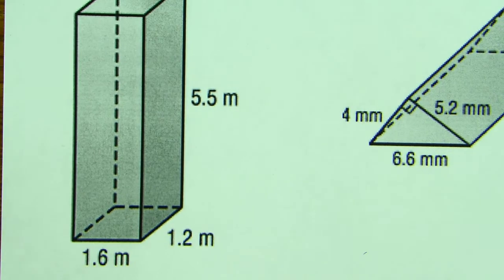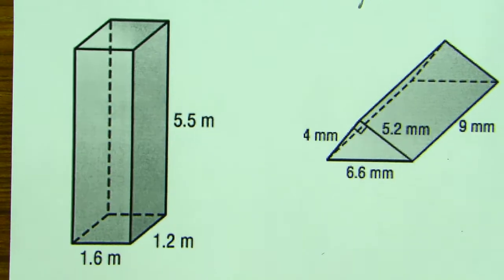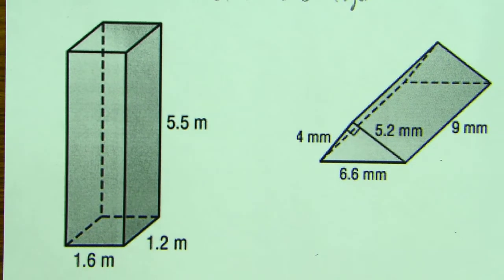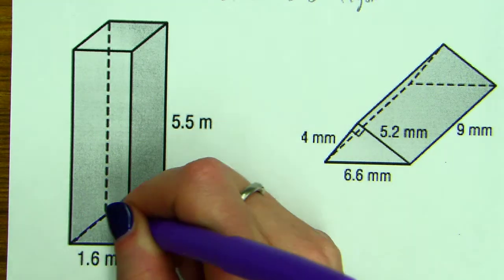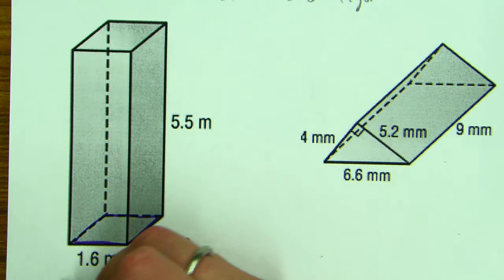So this first figure is a rectangular prism right here. We need to find the area of all the sides, and then we're going to add them together. So to find the area of this bottom rectangle, I would do area of a rectangle. Remember, a rectangle is a special parallelogram, so the area of this rectangle would just be base times height.